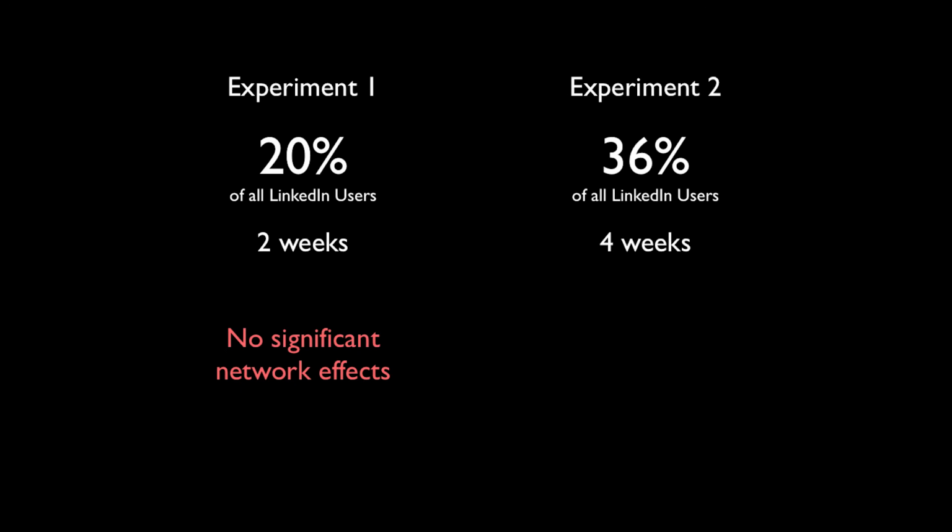As part of LinkedIn's internal research efforts, we deployed our experimental design on the LinkedIn experimentation platform, and we ran two experiments testing two different feed ranking algorithms. We ran the first experiment on 20% of all LinkedIn users for 2 weeks, and the second experiment on 36% of all LinkedIn users for 4 weeks. In the first experiment, the treatment effects in the cluster-based experiment were larger, but the difference was not significant. In the second experiment, the difference between the two estimates was much larger, and we found statistically significant network effects.